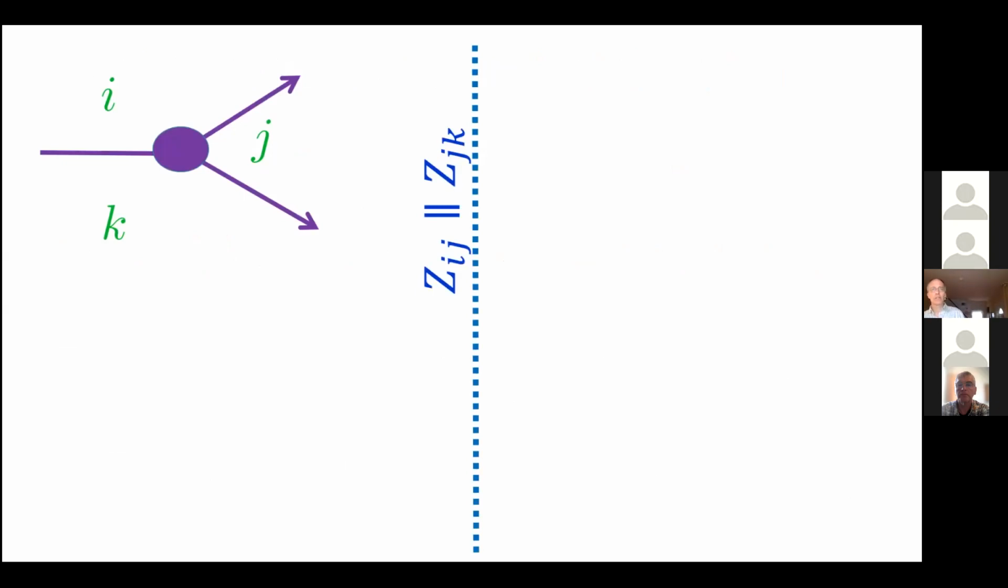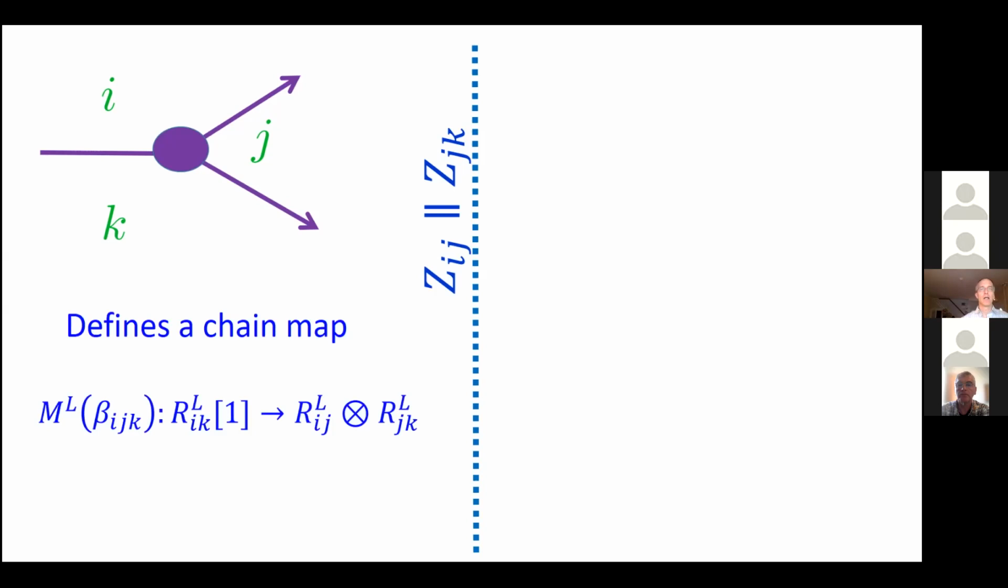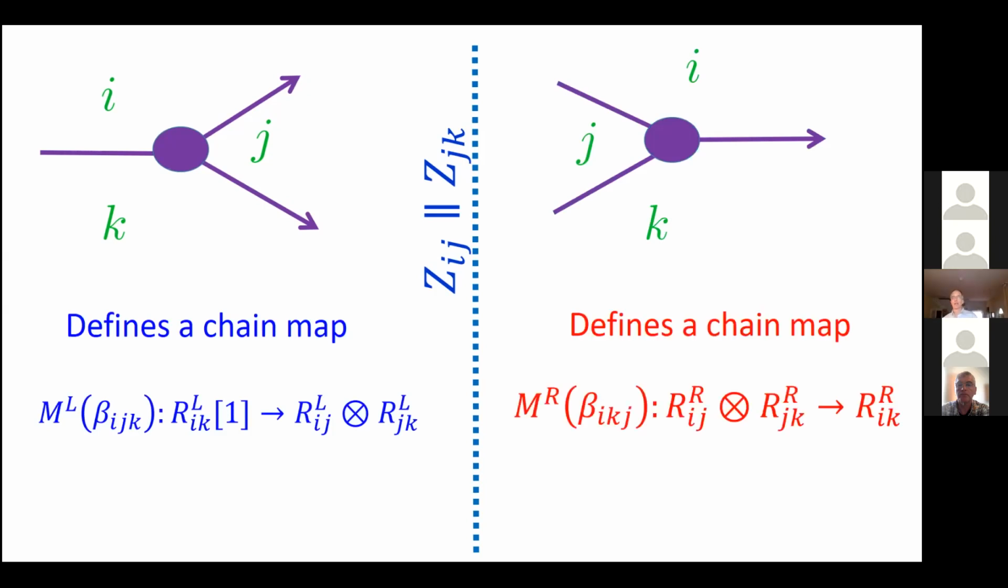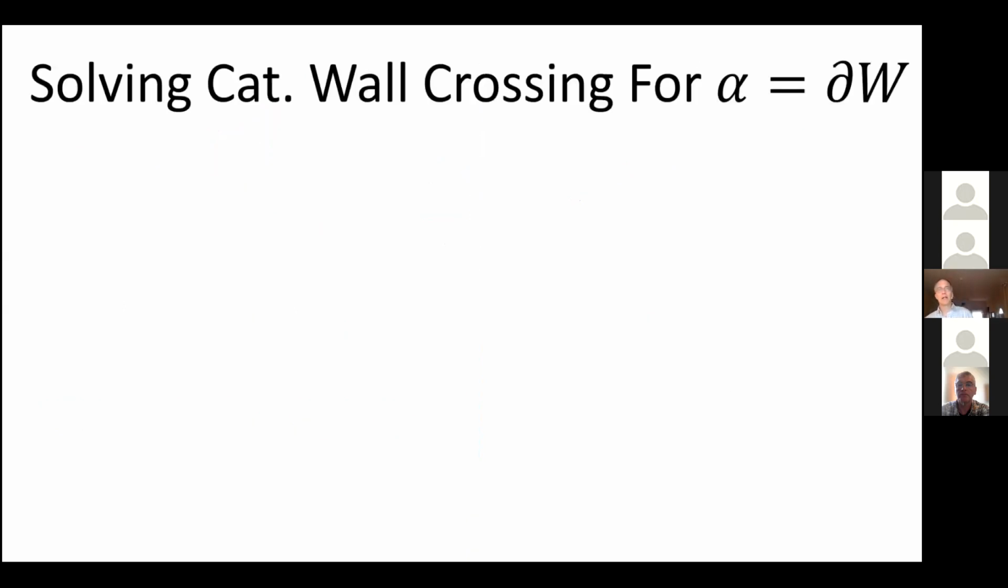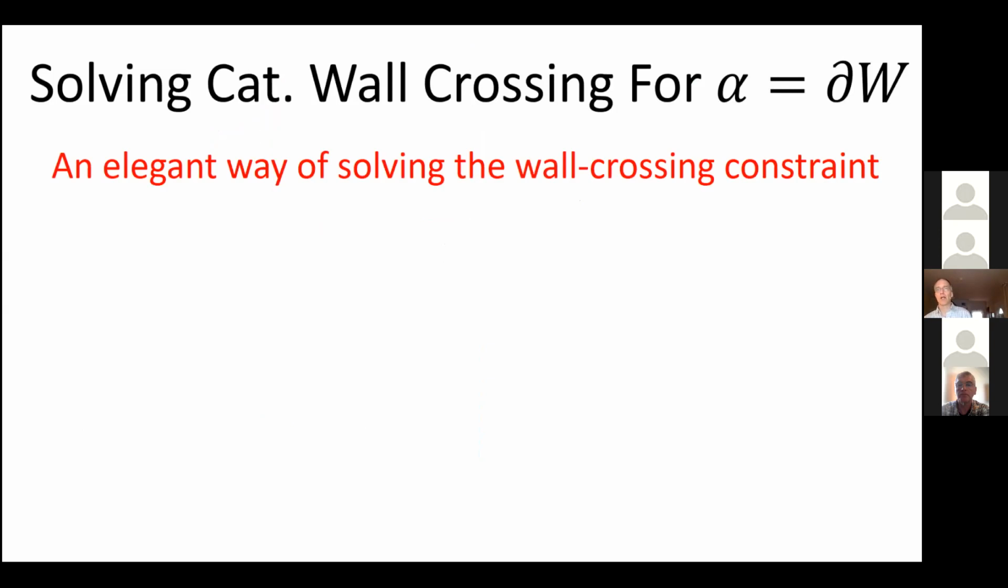So here's the wall crossing, the basic Cecotti-Vafa wall crossing situation. So at a point in parameter space, so the screen here is, say, parameter space, and there's a real codimension one wall where Zij is parallel to Zjk. So on the left of the wall, we have one kind of zeta instanton, and we can use that to define a chain map from Rik to Rij tensor Rjk. On the other side of the wall, there's another kind of instanton that defines a chain map going the other way.